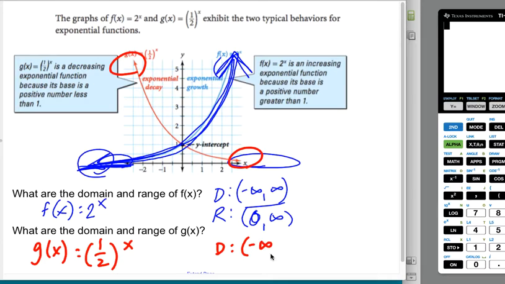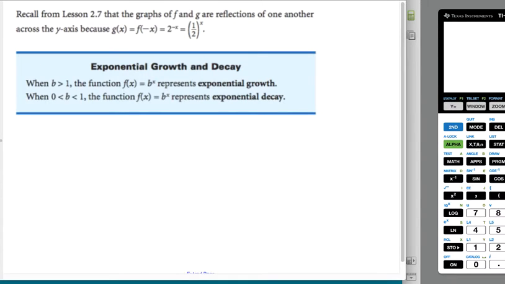So my domain is negative infinity to infinity, and my range, again, approaches 0 but never reaches it, so it's going to be 0 to infinity. Okay, that's our domain and range for exponential functions. All right, so one side note, right?